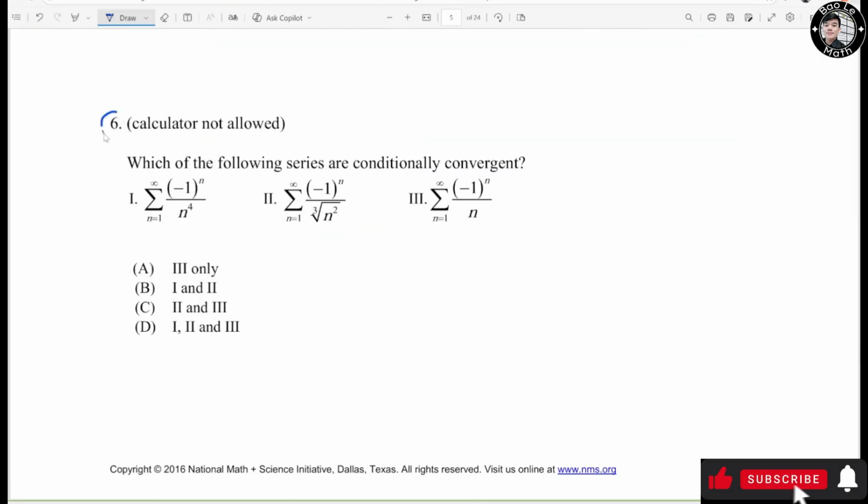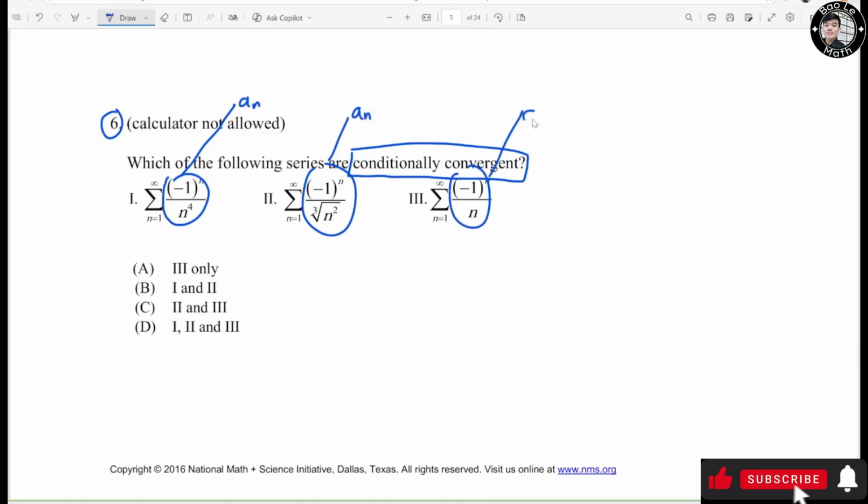Now question 6. Which of the following series are conditionally convergent? Remember, conditionally convergent means, I name this one as a sub n, this guy as a sub n, and this guy as a sub n. The series is conditionally convergent if this guy converges, but the absolute value of a sub n diverges.